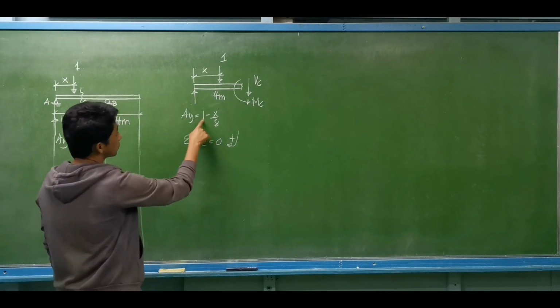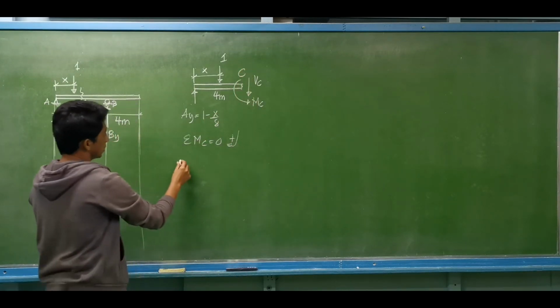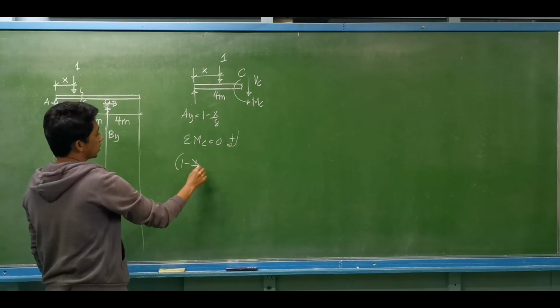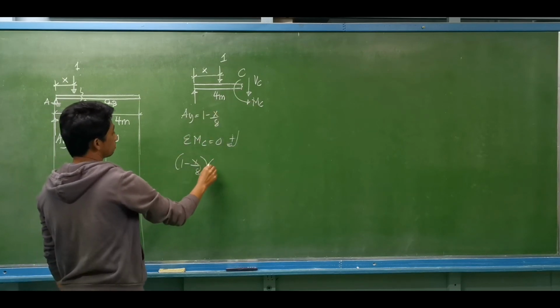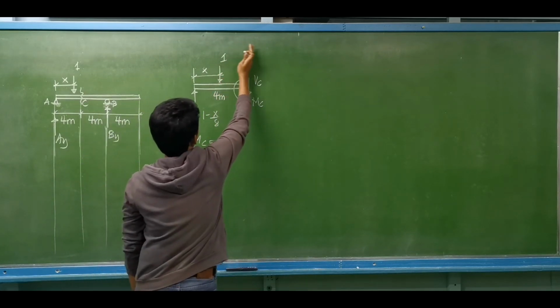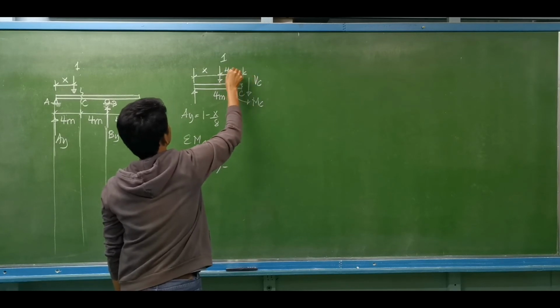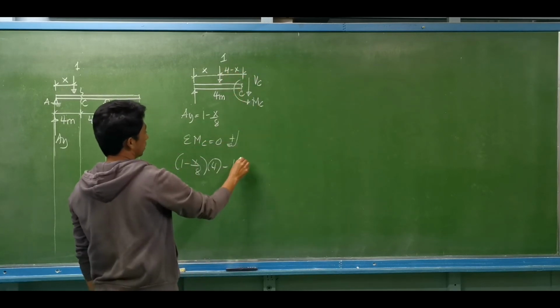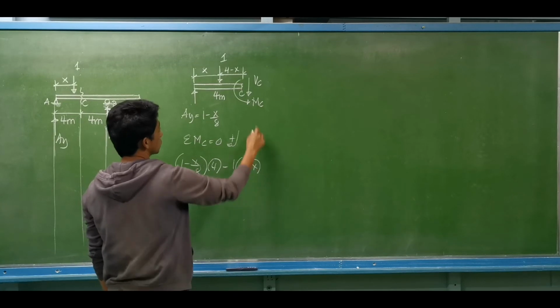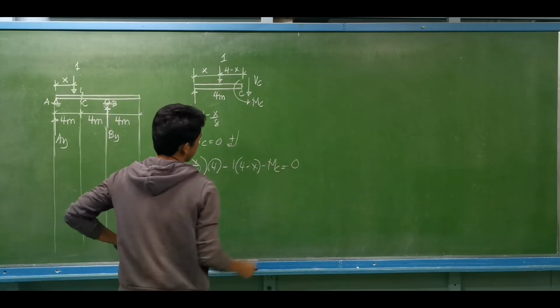So what will be the positive moment about this point? Let's say this is point C. We have 1 minus x over 8 at a distance of 4 meters, minus the 1 unit load. This distance is the same as 4 minus x. So we have 1 multiplied by 4 minus x, considered to be counterclockwise, minus the moment at C equal to 0.